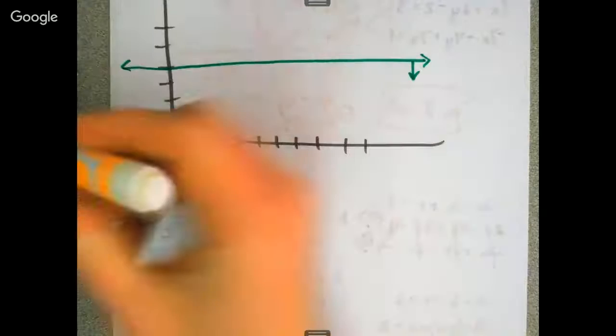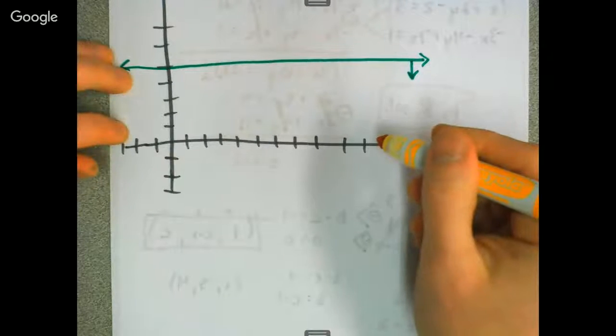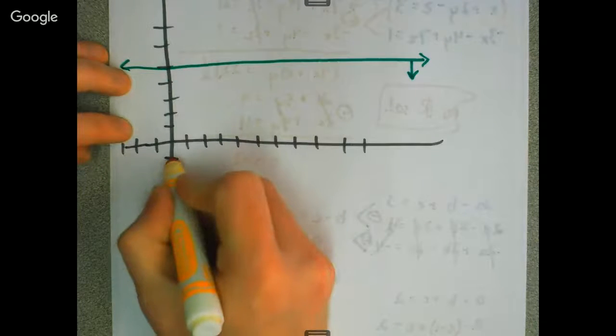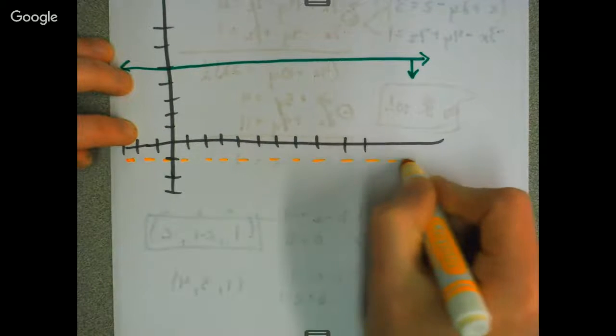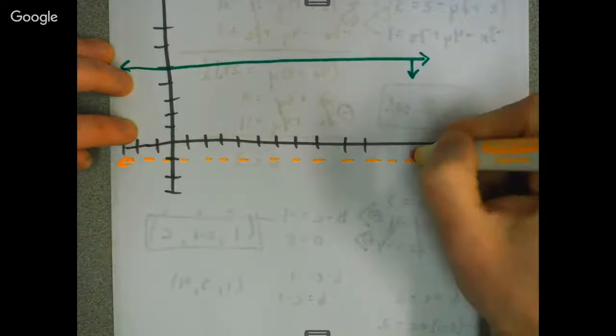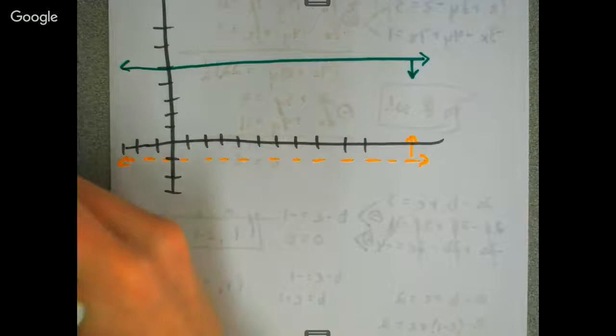Okay, go to another easy one. Y greater than or equal to negative 1. So here's negative 1. It's a dotted line since it's not equal to. And we're going to shade above on that one.